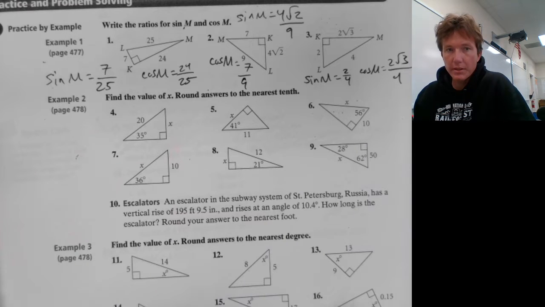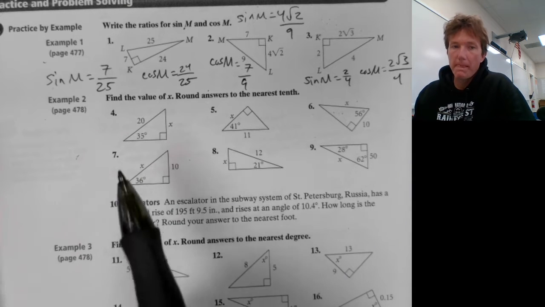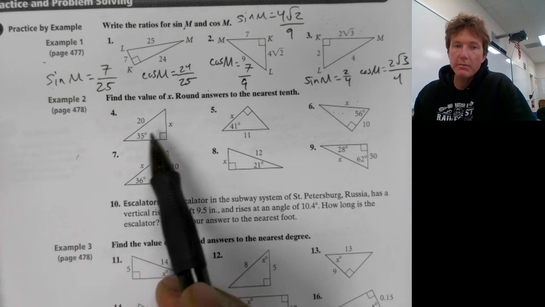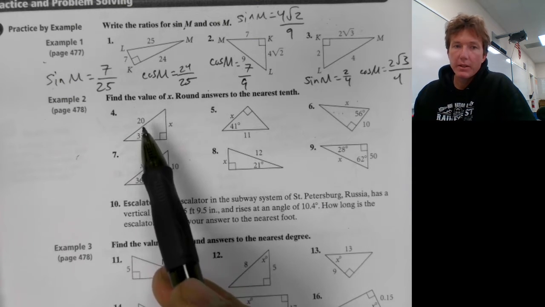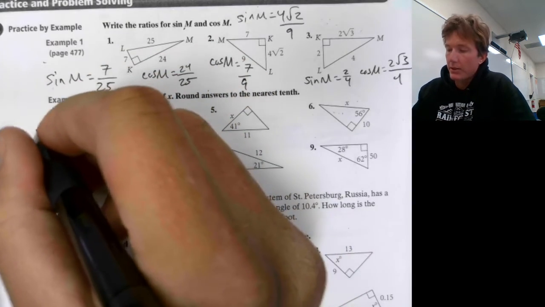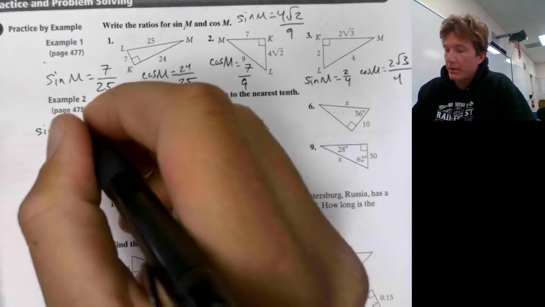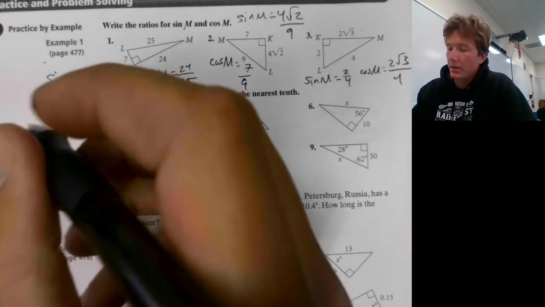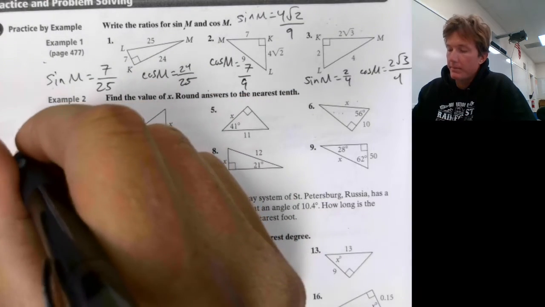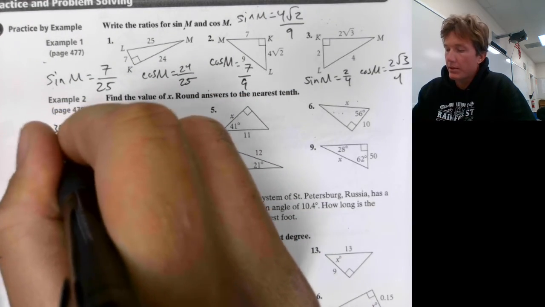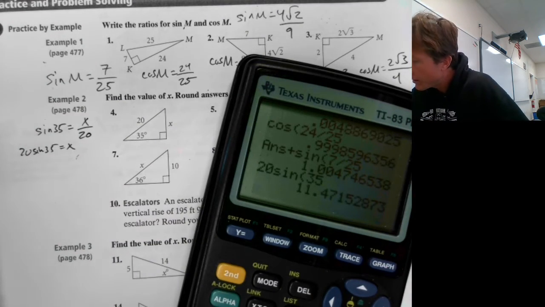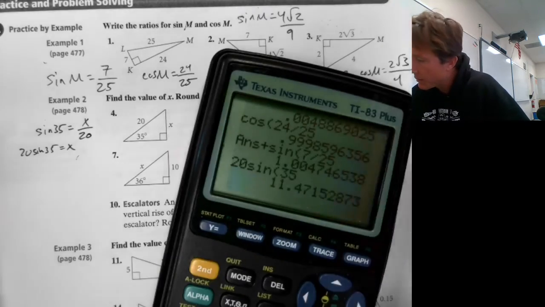Okay, so let's start putting sine into use here. Find the value of x. Round answers to the nearest tenth. Here's my angle. I have 35 degrees down here. I'm looking for the opposite, and I have the hypotenuse, so I'm going to use sine. So I have sine of 35 equals x over 20. And now I'm solving for x. So I'll multiply by 20. 20 sine 35 equals x. So round to the nearest tenth, so that'll be 11.5.